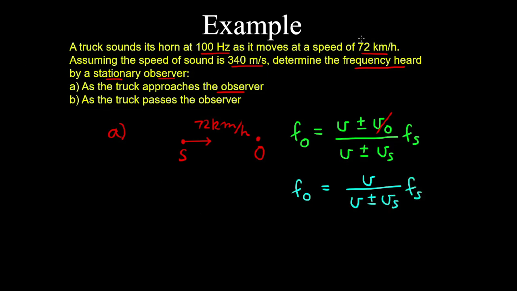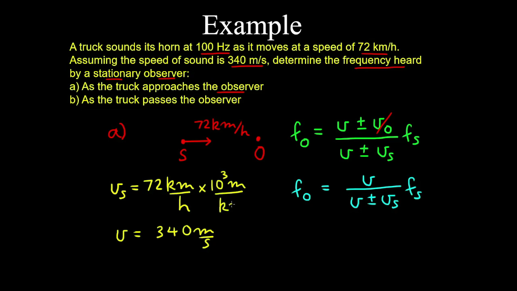Now given that the speed of the source is 72 km an hour and the speed of sound is given in meters per second, then we need to convert one or the other into consistent units. So let's convert the speed of the source into meters per second. So we have 1000 meters per kilometer and 3600 seconds per hour. So the speed of the source is 20 meters per second.